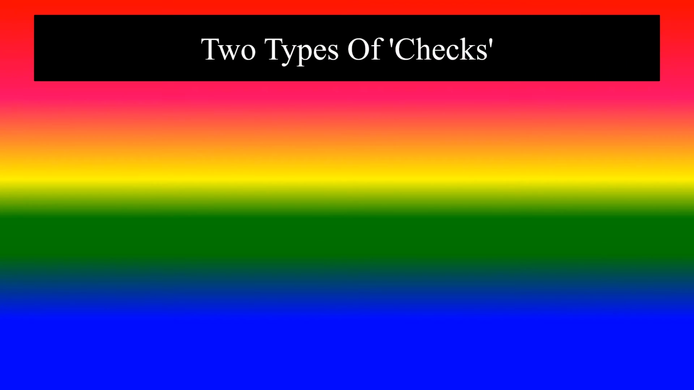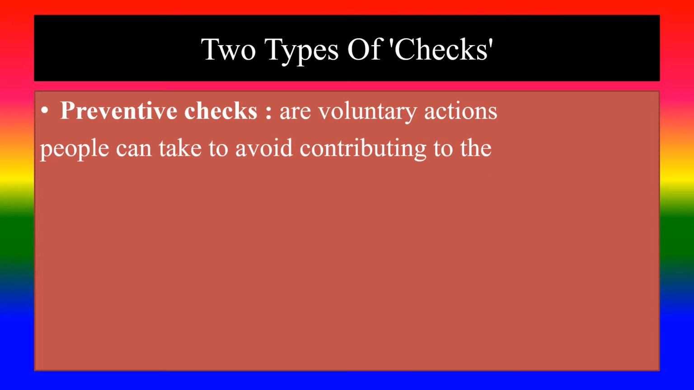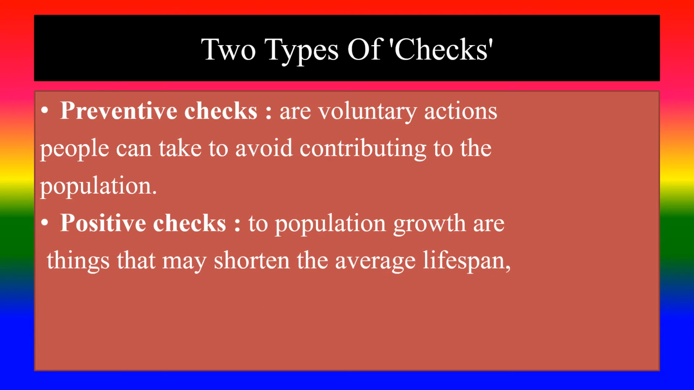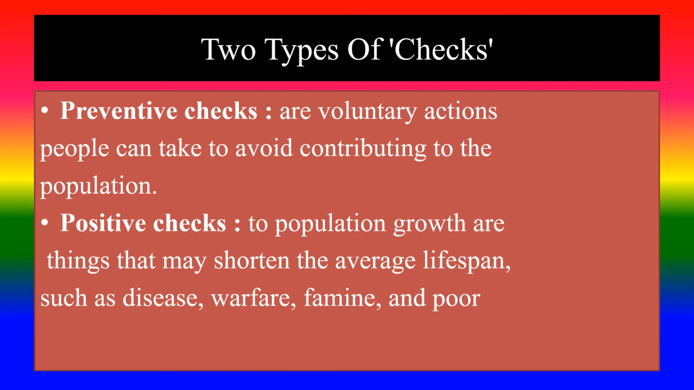Two types of checks. Preventive check or voluntary actions people can take to avoid contributing to the population. Positive check to population growth or things that may shorten the average lifespan, such as disease, warfare, famine, and poor living and working environments.